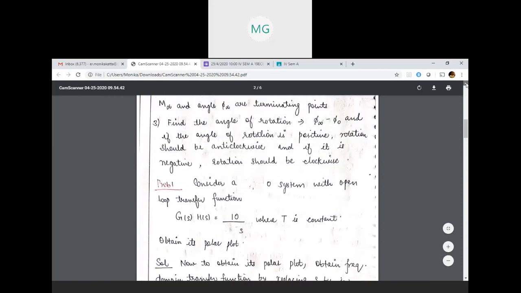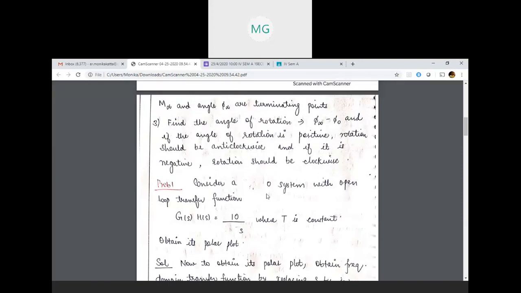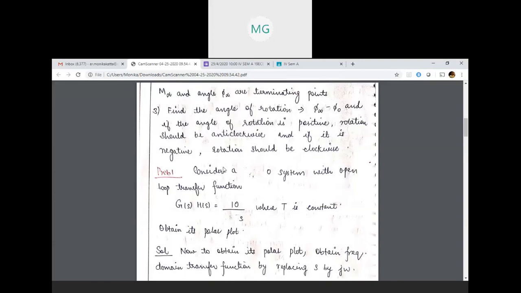Angle of rotation is phi infinity minus phi 0, and if the angle of rotation is positive, rotation should be anti-clockwise, and if the angle of rotation is negative, rotation should be clockwise. Let us see how. So let us solve a problem based on polar plot.